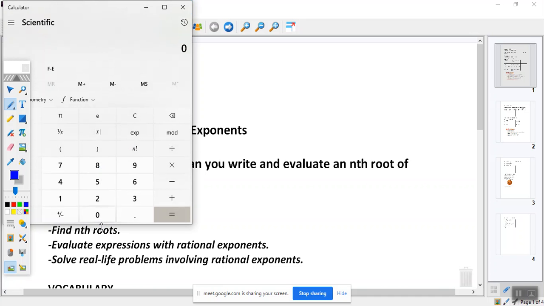All right, here we go. Guys, I have a question for you. Let's make this easy for you. What's 2 to the 5th power equal? 32, right?